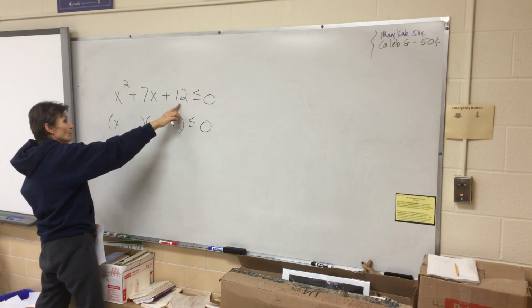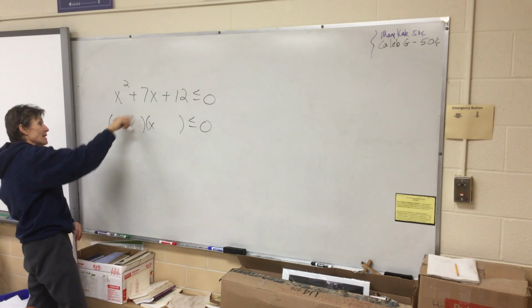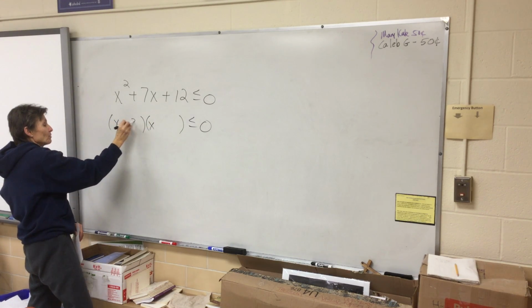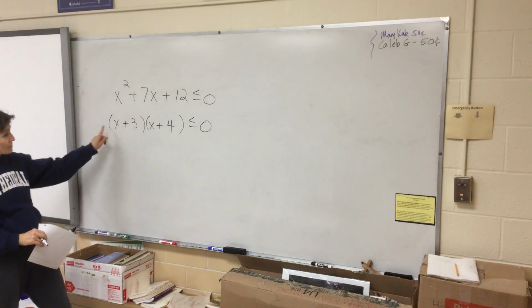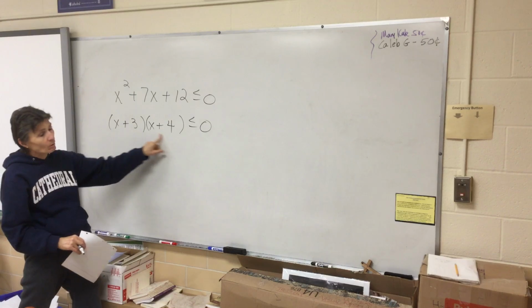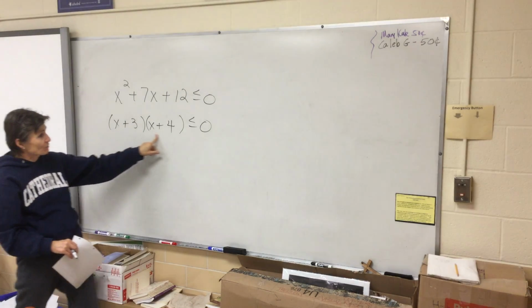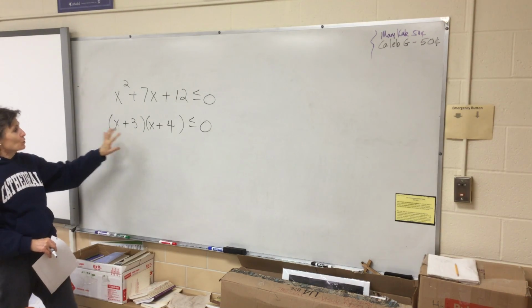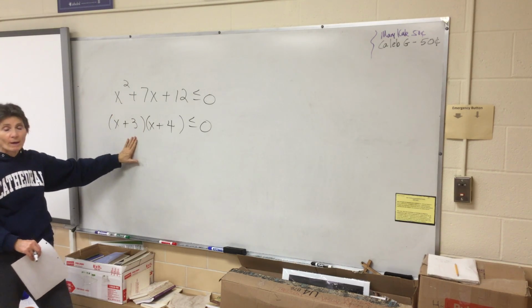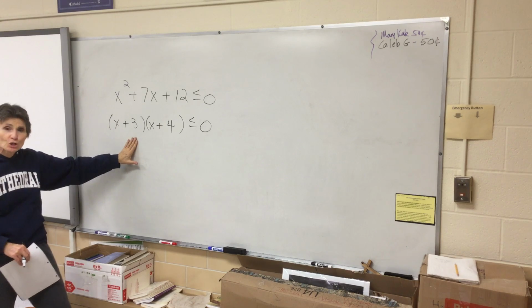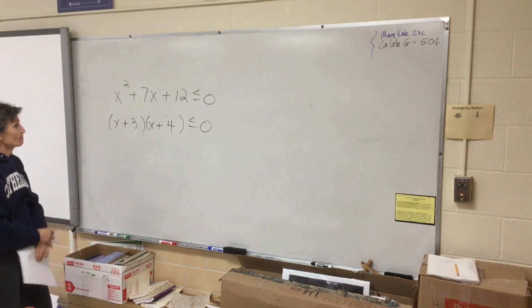What multiplies up to 12 that might add up to 7? How about 3 and 4? If you take the time to FOIL this, F-O-I-L, first, outside, inside, last, you will see that this does work out to be this. You should always FOIL just to check that you've got the right factoring.